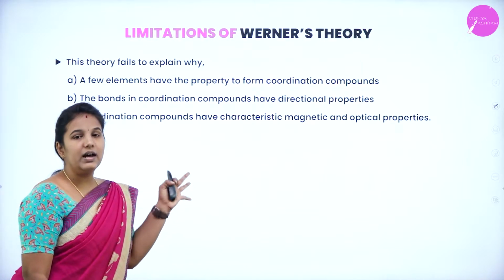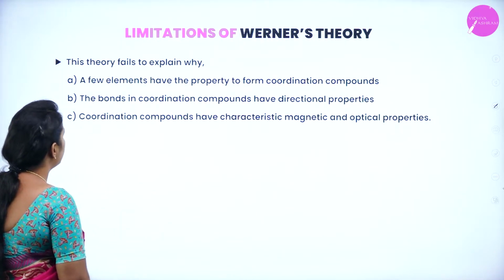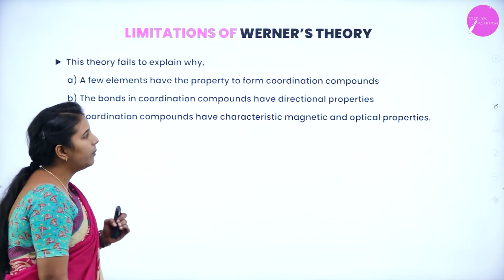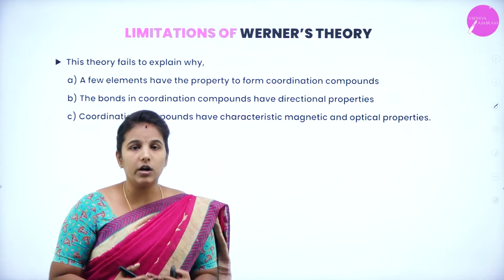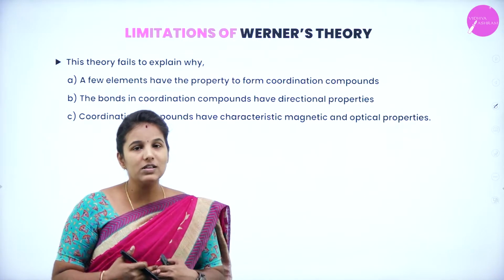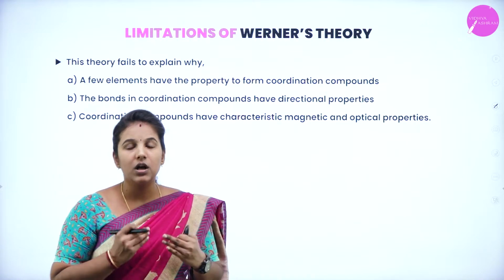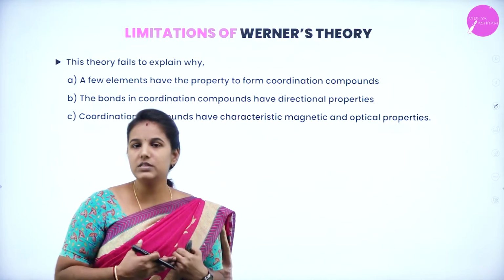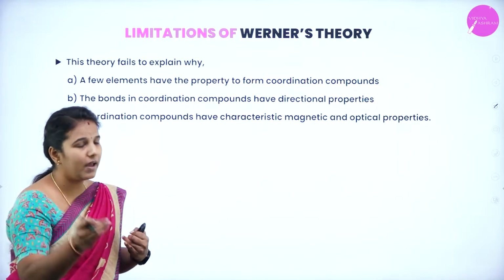Next, we'll see the limitations of Werner theory. So the first limitation says that only a few elements have the property to form a coordination compound. So only in a few coordination compounds does he explain their property which shows their geometry. Okay, only in a few compounds has he observed this primary and secondary valency, not in all compounds. That was the first drawback of the coordination compounds explained by Werner.